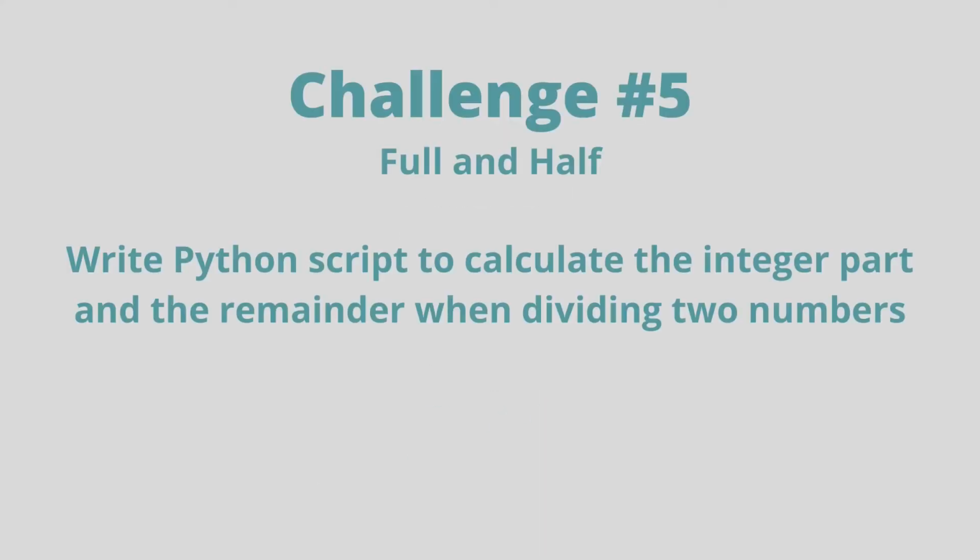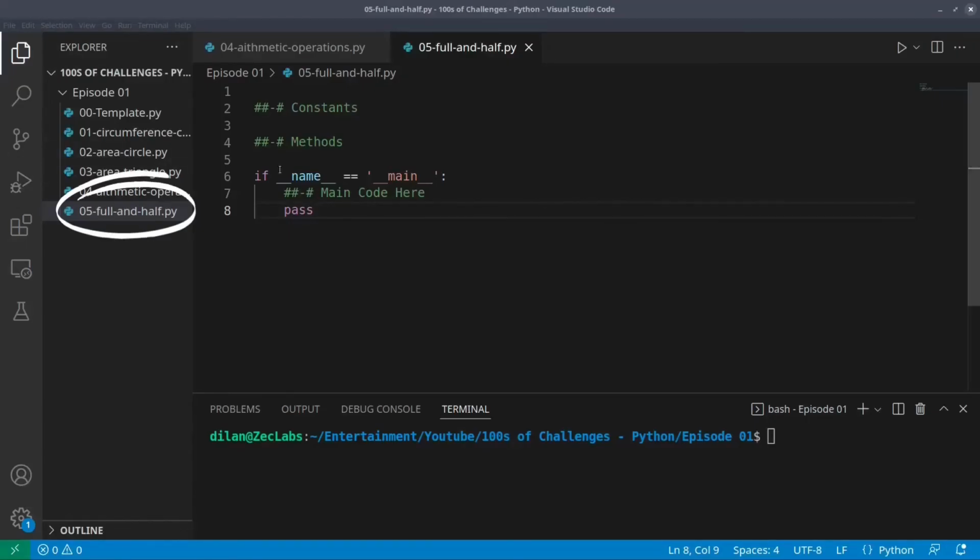The fifth challenge is to calculate the remainder and the integer part when we divide two numbers. I explained the same concept as an example when we covered the theories at the very beginning of this episode. This is the time we implement it using Python. I open the file called 5-full-and-half.py in my VS Code.